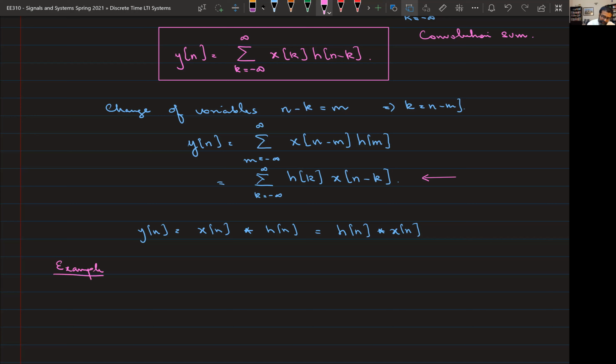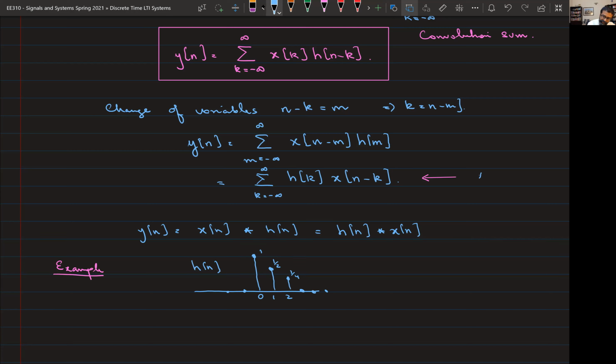If I give you an LTI system whose impulse response is this: this is 1, this is half, and this is 1 by 4. So this is 1, this is half, and this is 1 by 4. This is 0, this is 1, this is 2, and everywhere else this is 0. So this is h of n, right?